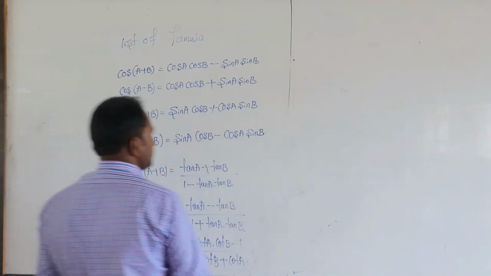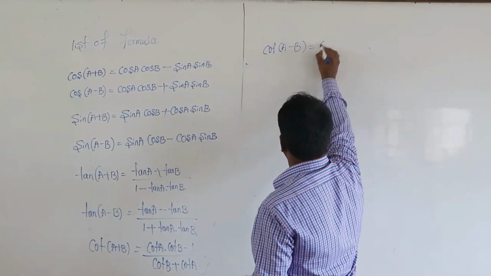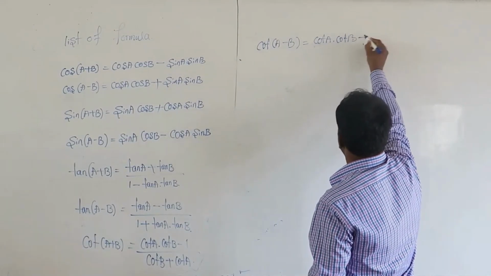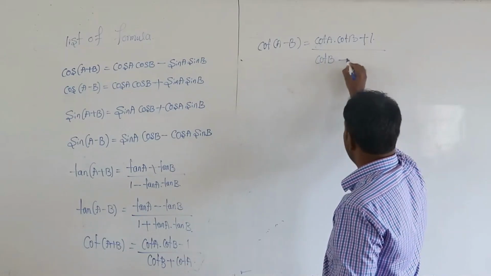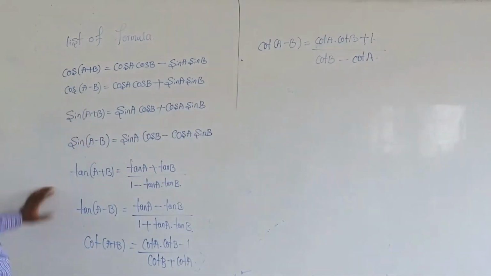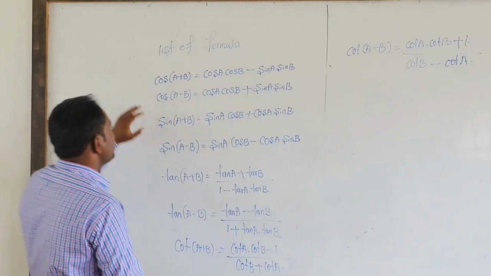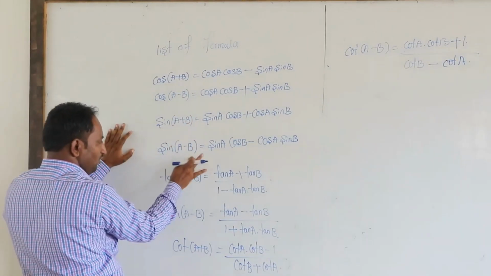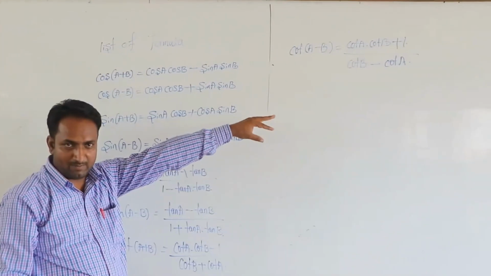Similarly, cot of A minus B is equal to cot A into cot B plus 1 divided by cot B minus cot A. Here, in the list of formulas for compound angles, these 8 formulas are useful to remember: cos of A plus B, cos of A minus B, sin of A plus B, sin of A minus B, tan of A plus B, tan of A minus B, cot of A plus B, cot of A minus B.